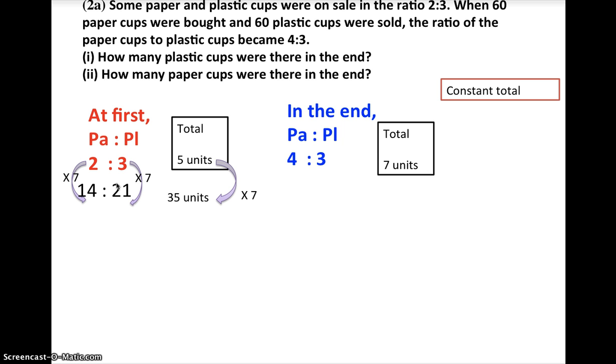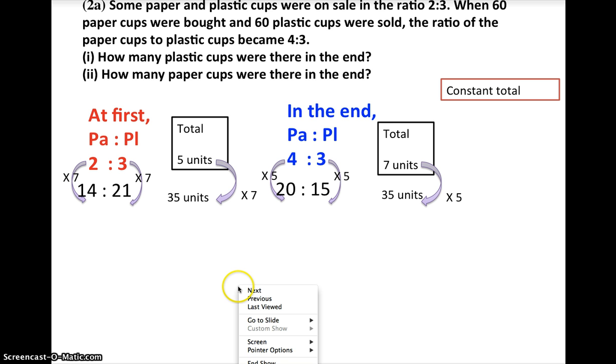So if you're a little confused here, just pause the video. You can rewind and go back to what I've said just now. If not, we can move forward. Let's look at the second ratio. I have 7 units here and I want to get 35 units too. So I will multiply it by 5 to get 35 units. Okay, so since I have multiplied this by 5, I will multiply the rest of my ratio, 4:3 by 5. And I will get 20:15.